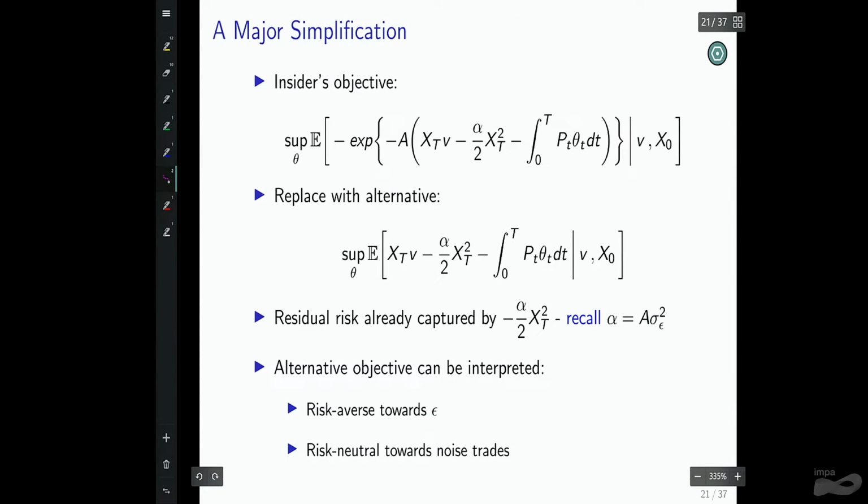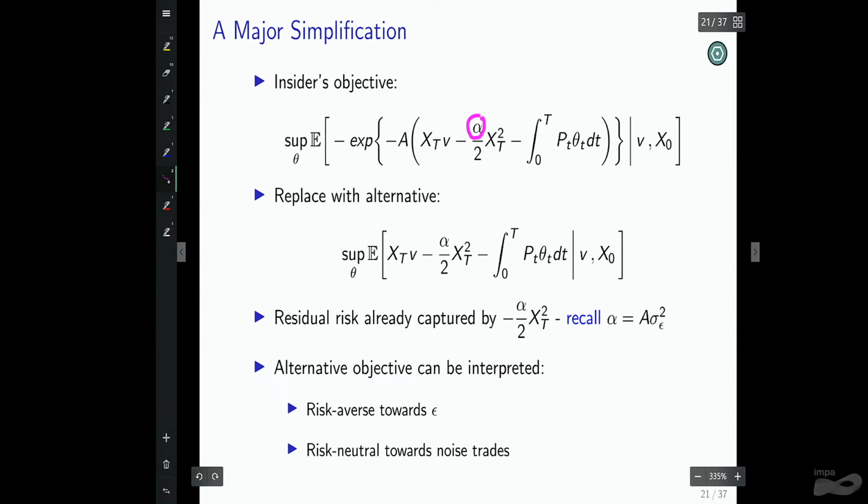We're also going to make one major simplification to this. So the insider's objective when the activism is 0 is what's written on the first expression here. Pretty straightforward optimization problem. We're going to replace it with an alternative optimization problem. So basically, all I've done is I've gotten rid of this exponential. And why is this probably a reasonable thing to do? Well, the residual risk, the epsilon term, has already been integrated out, and it's accounted for here.